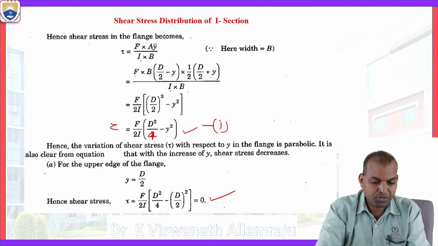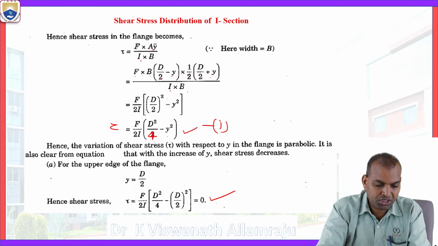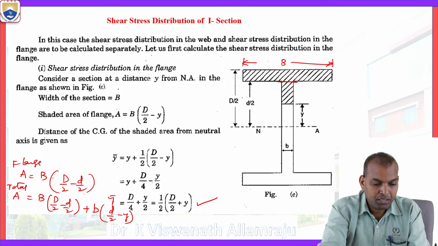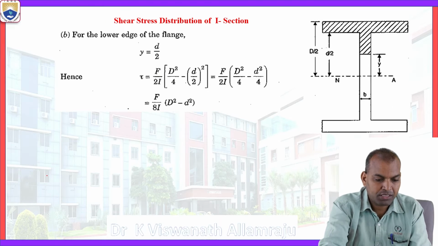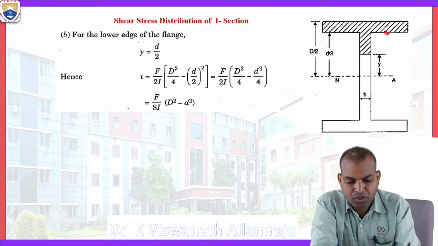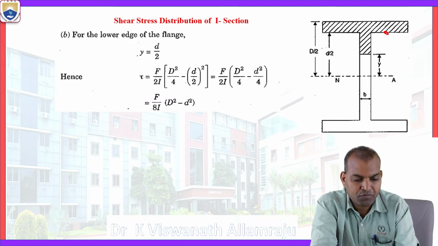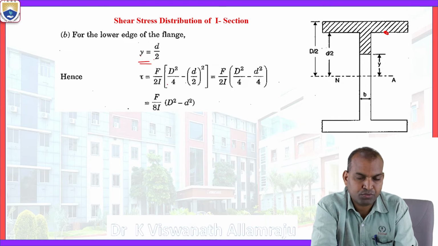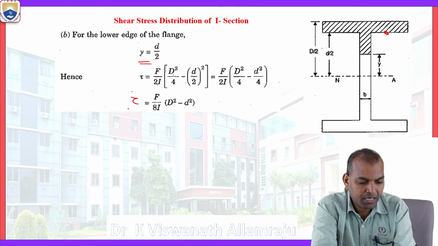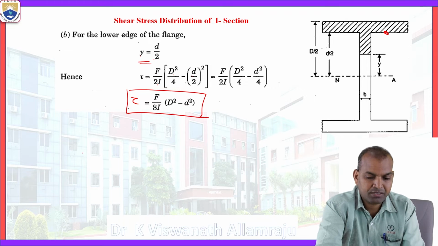That is F by 2I times (D square by 4 minus y square), the shear stress becomes 0. At y equal to 0, the shear stress is observed as maximum. We want it at this edge, that is y equal to d by 2. At y equal to d by 2, substitute small y, then it becomes F by 2I times (capital D square minus small d square by 4), that is F by 8I times (capital D square minus small d square).